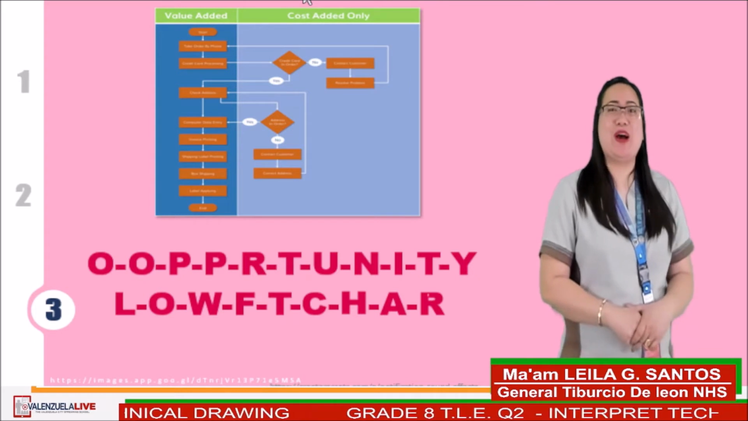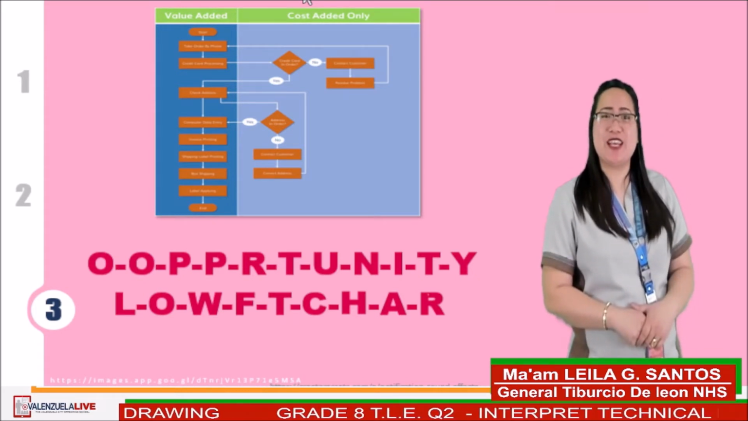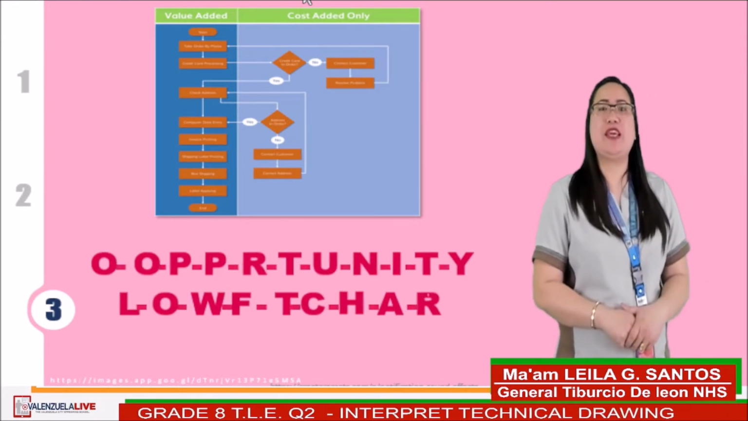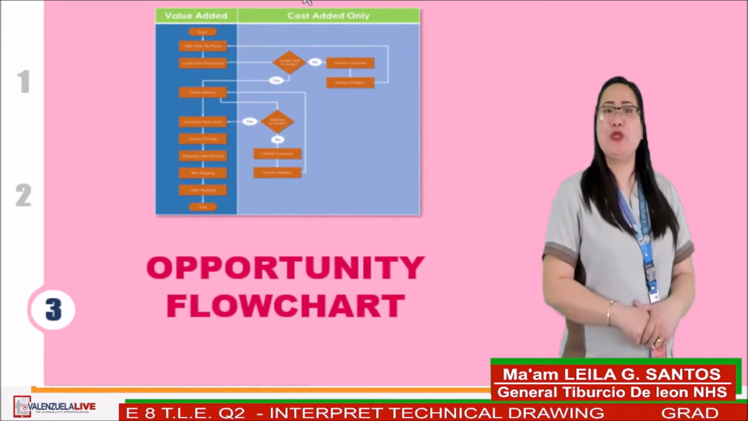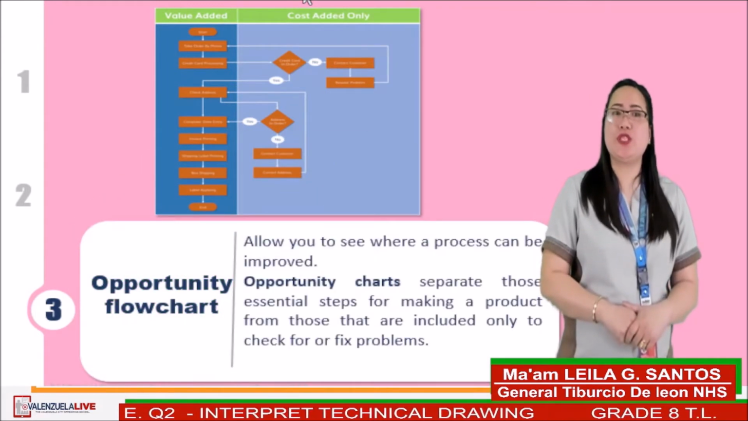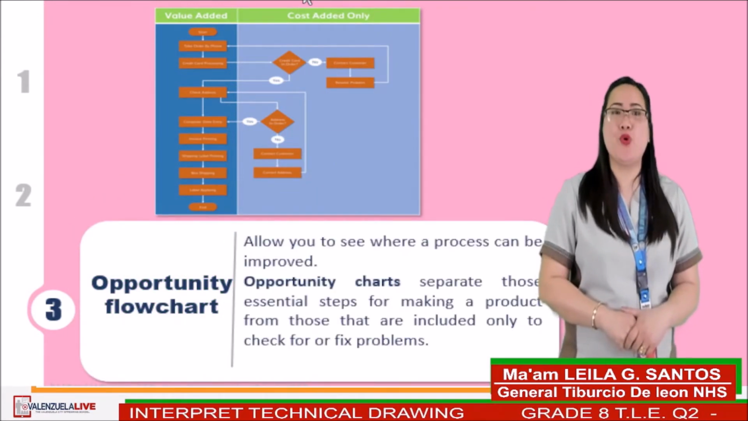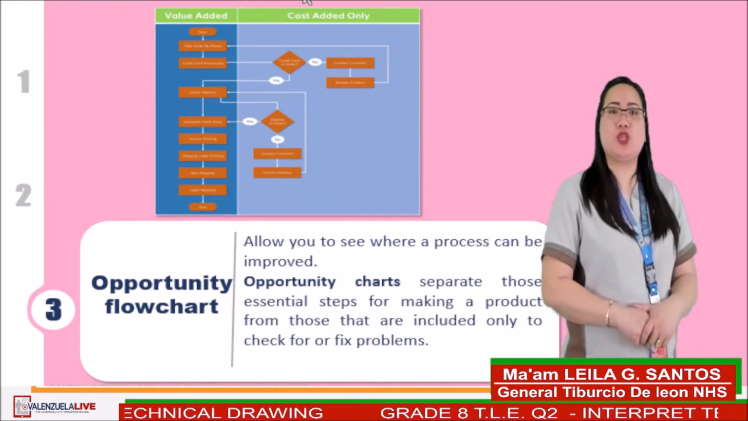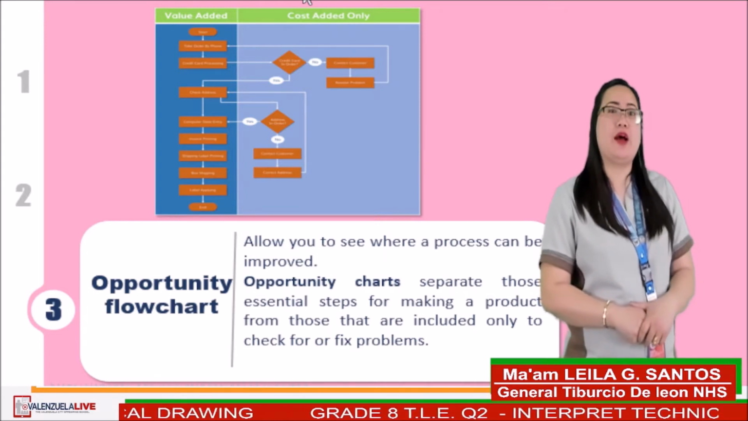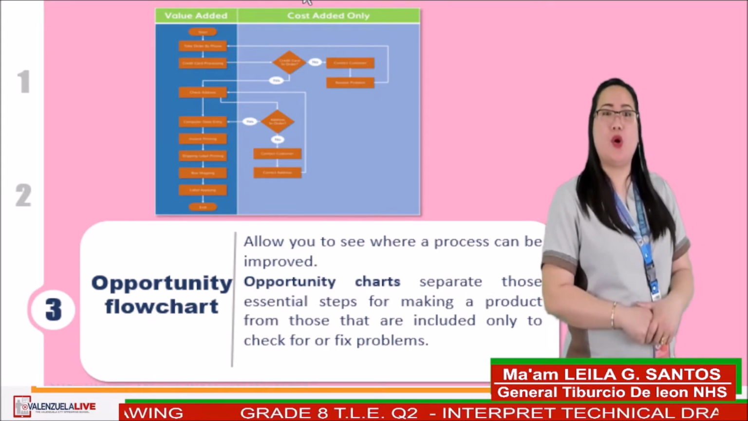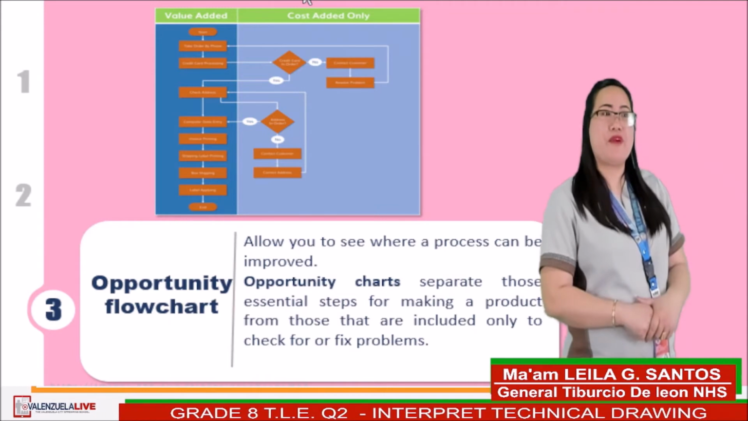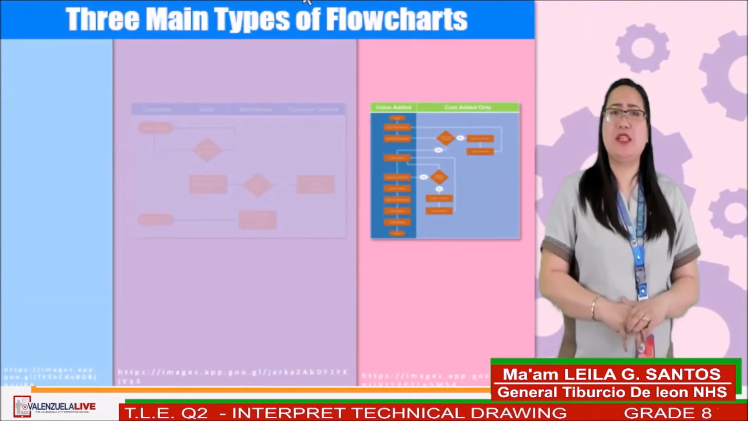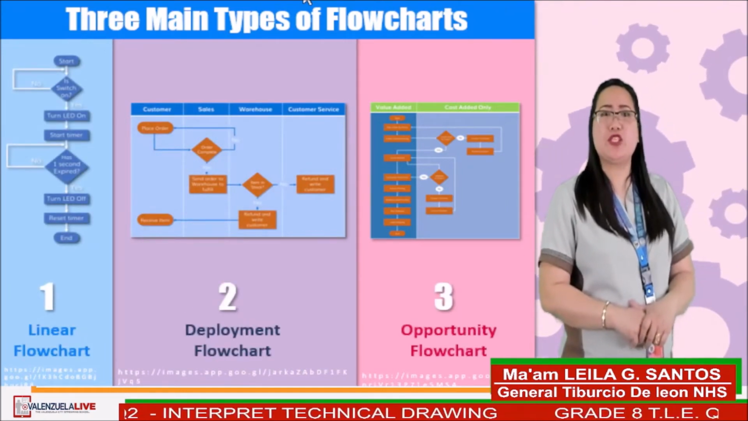Time's up! What is your guess, my dear learners? Very good! Your guess is correct, and that is opportunity flowchart. Opportunity flowchart allows you to see where a process can be improved. This type of flowchart separates those essential steps for making a product from those that are included only to check for or fix problems.